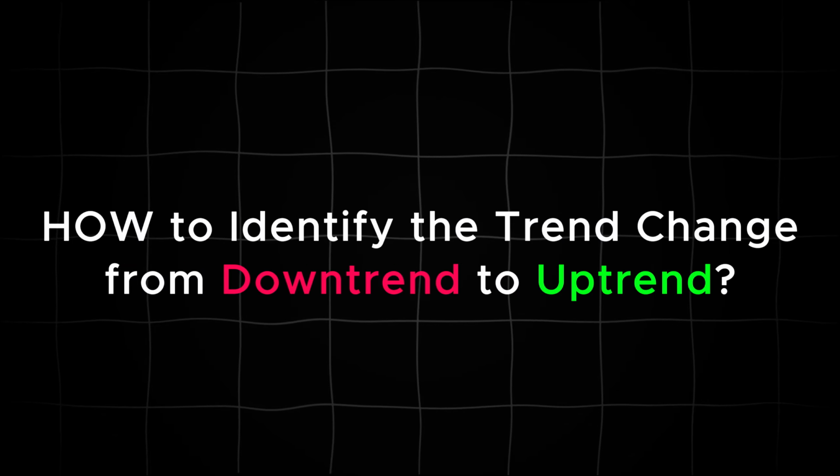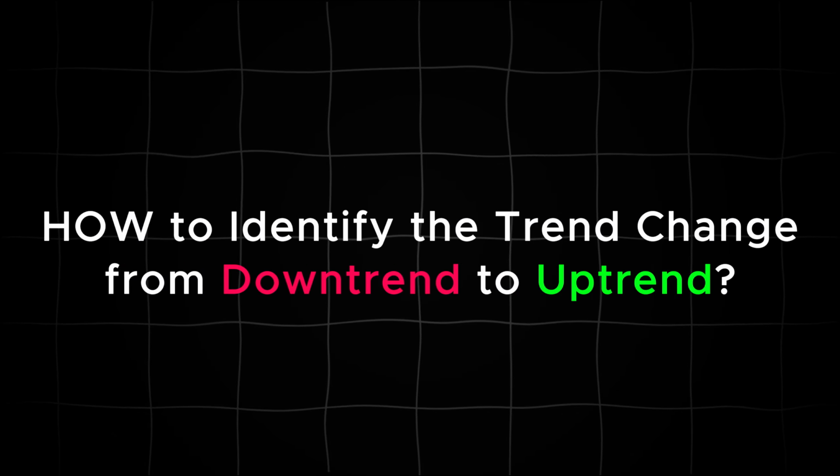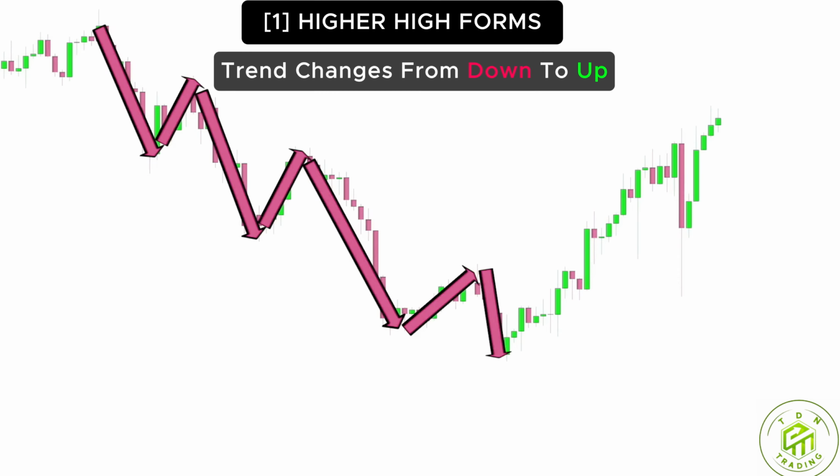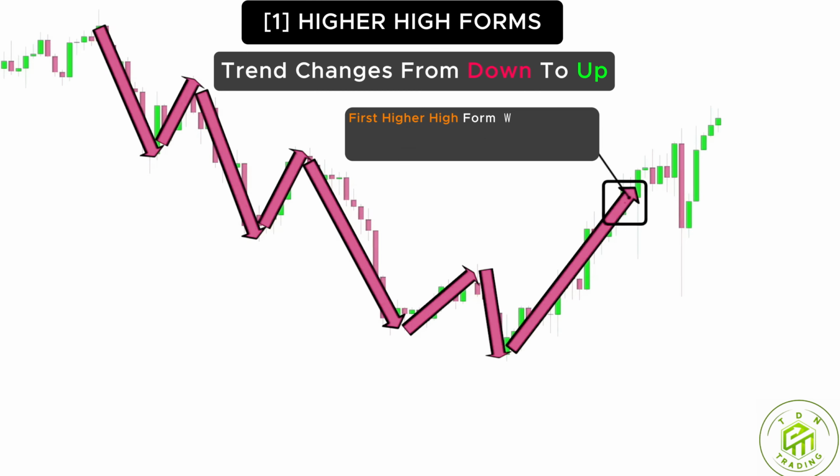So now, how do you identify a trend change from a downtrend to an uptrend? Type 1. You have your moving downtrend through the lower highs and lower lows before a higher high forms, signaling a trend change from a downtrend to an uptrend.